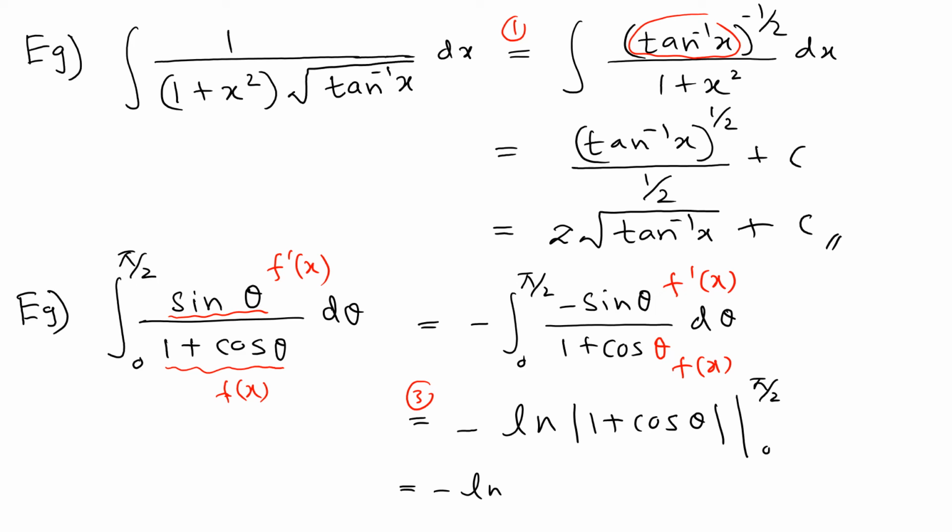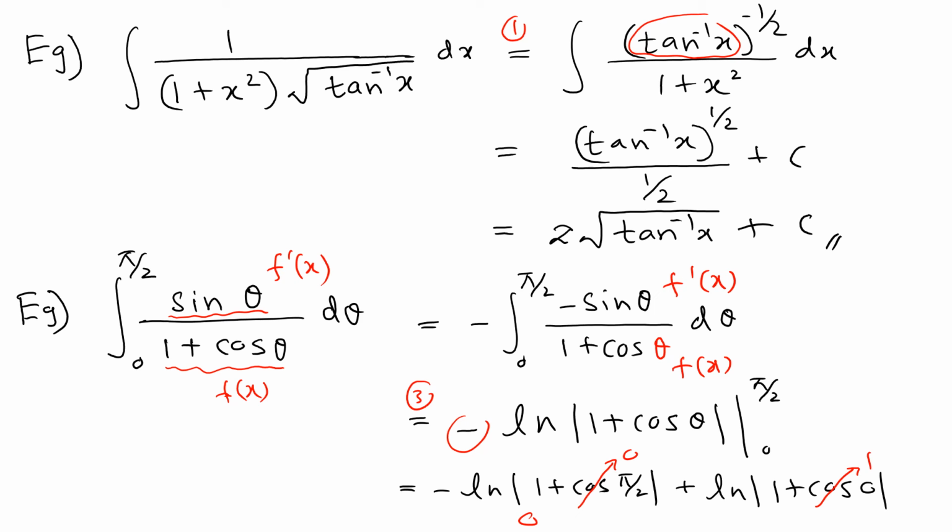Let's plug in pi over 2 first. It's 1 plus cosine pi over 2. Cosine pi over 2 is 0, so this is gone, and you get ln 1, which is also 0. So the first term is simply 0. And then minus, so it becomes plus because there's a minus sign in front. The second term is ln of 1 plus cosine 0. Cosine 0 is 1, so that means the answer to this problem is ln 2. So ln 2 is the answer for this one.